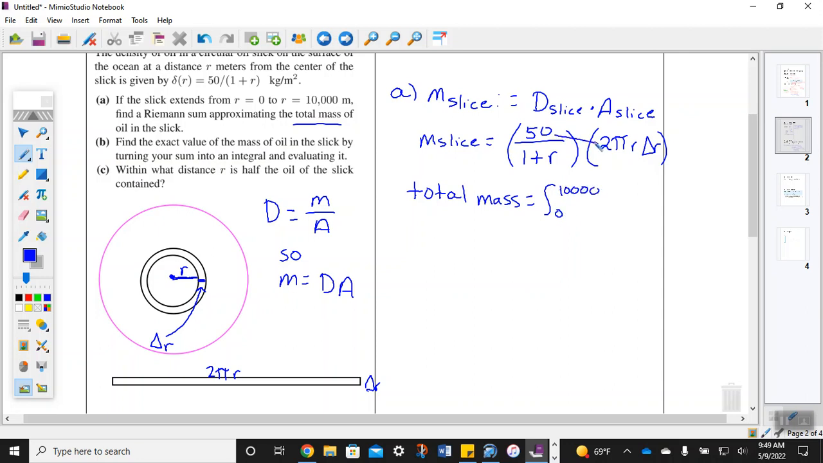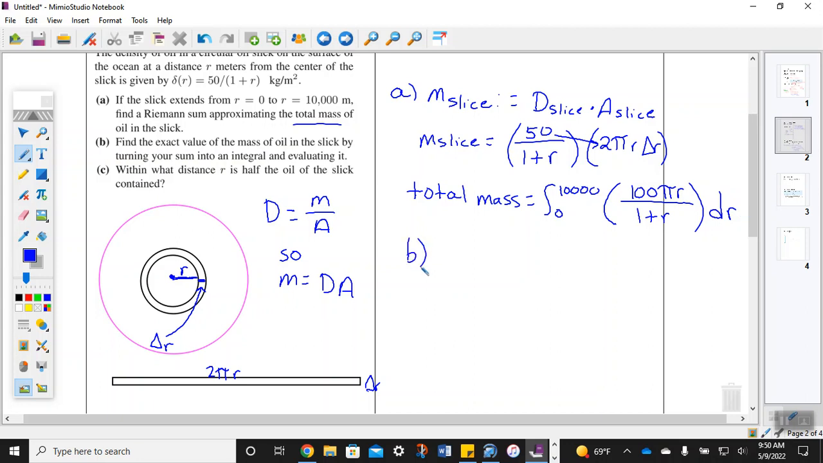Okay, I'm going to combine the 50 with 2 pi r. Is that okay up top? So what's 50 times 2 pi r? In other words, really, what's 50 times 2? 100. So this is going to become 100 pi r up top, isn't it? All over what still? 1 plus r. And then the delta r's are going to become a total, or a summation, if you will, or a Riemann sum. Okay, so that's part A.